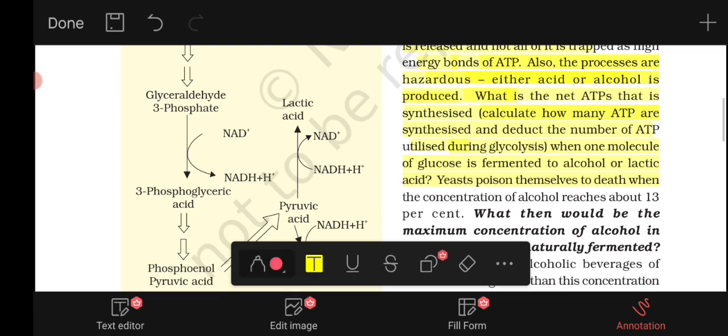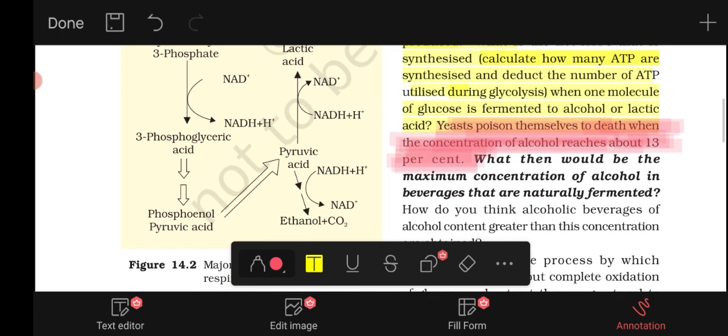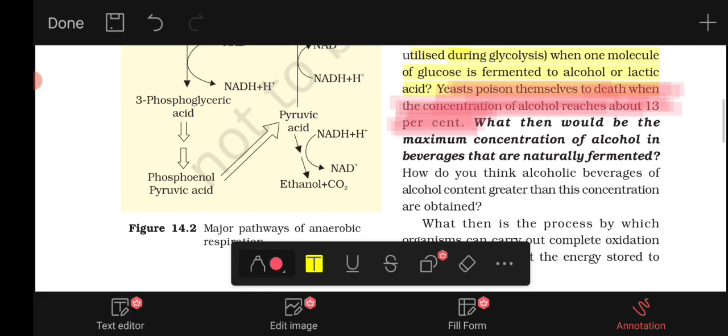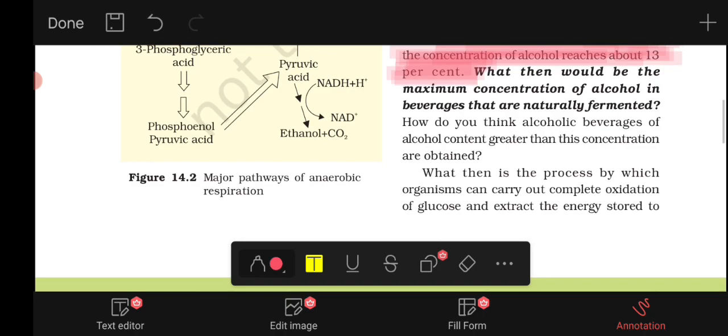Yeast poison themselves to death when the concentration of alcohol reaches about 13%. This is an important line, and that's why the alcohol concentration of wine or beer is about 13%, but it can be further increased by distillation. 13% is the maximum concentration. What then would be the maximum concentration of alcohol in beverages that are naturally fermented? How do you think alcoholic beverages with alcohol content greater than this concentration are obtained?